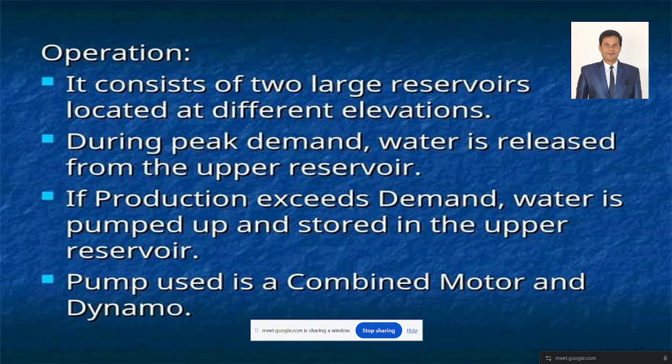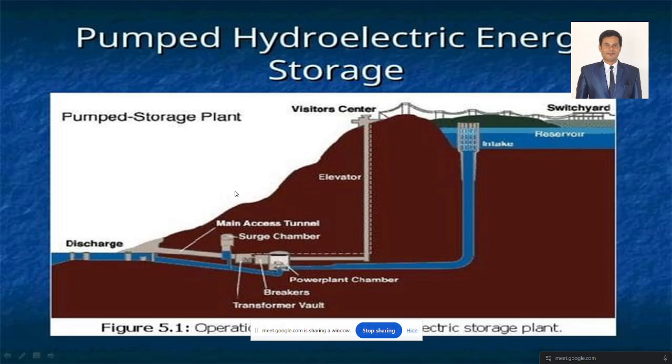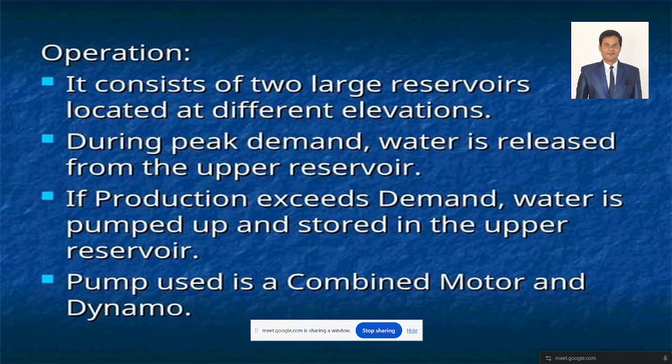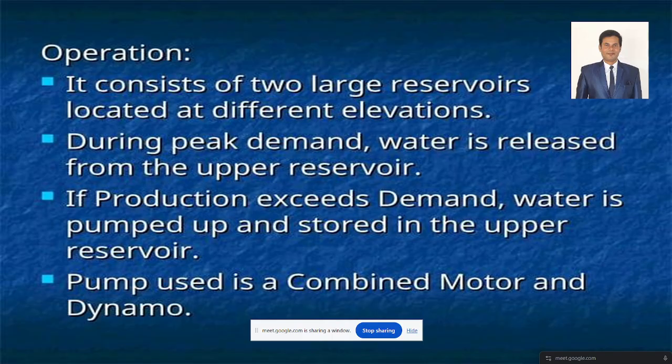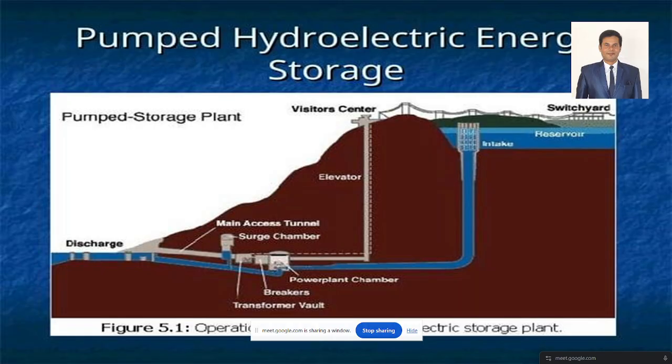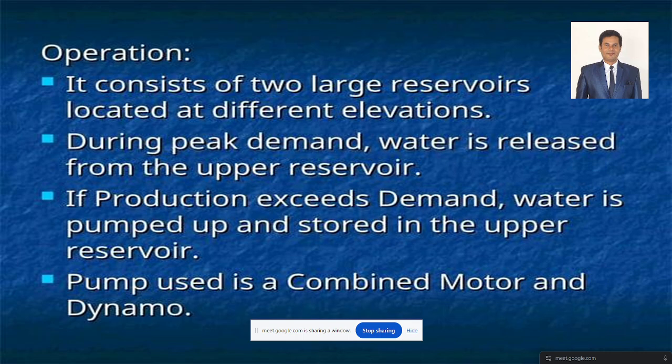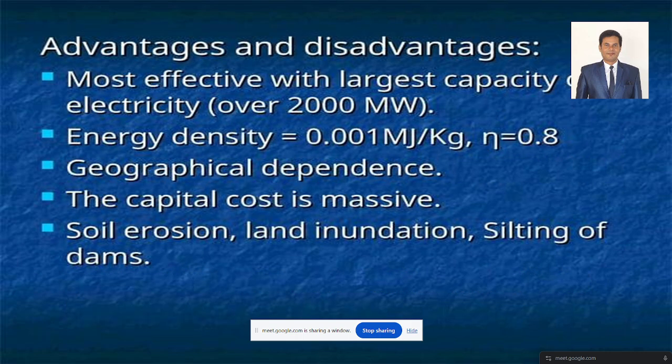Here the pump is used in combination with a motor and dynamo, right? We have pumping systems where we combine the pump, the motor, and the dynamo. The benefit is that it is one of the most effective ways to generate electricity, in terms of megawatts also. This is one of the best forms of energy generation. Hydro pump storage is very good during the peak, and the energy capacity is around 2000 megawatt. In terms of efficiency, it is almost 0.8.